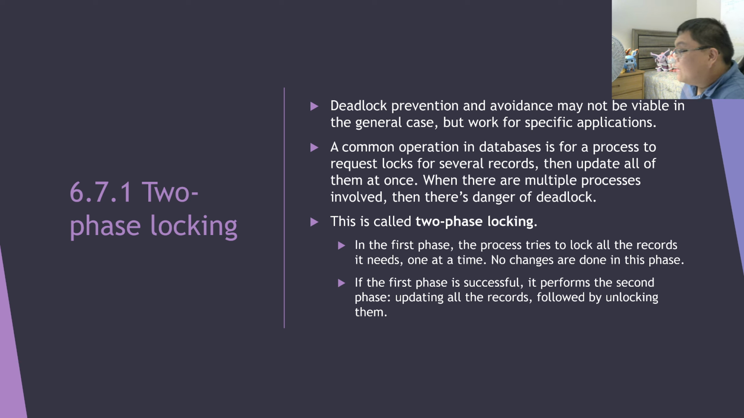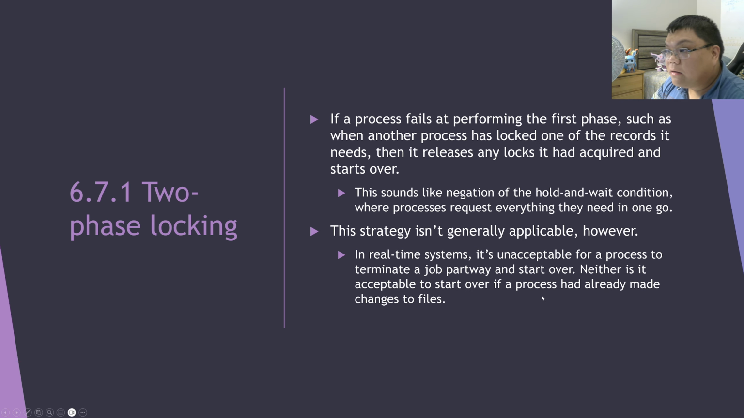In the first phase, the process tries to lock all the records it needs, one at a time. No changes are made. If the first phase is successful, it performs the second phase of updating all the records and then unlocking all of them. If a process fails at performing the first phase, such as if another process has locked one of the records it needs, then it releases all of the locks it had acquired and starts over. Which sounds like we were negating the hold and wait condition, where processes request everything they need in one go.